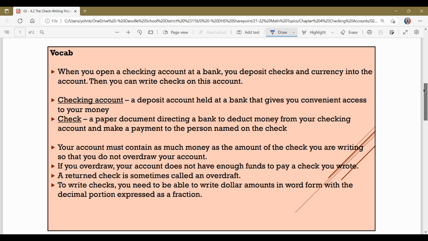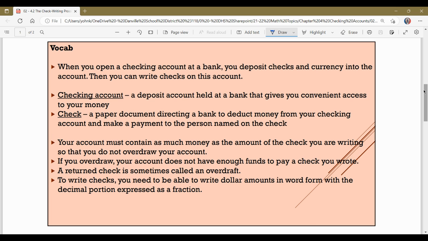When you open a checking account at a bank, you deposit checks and currency into the account. That's your starting balance. Then you can write checks. Not many people write checks as much anymore. At some stores, you can give the check to the cashier and the computer will actually print it out for you. Usually it's little old ladies paying by check at the grocery store.